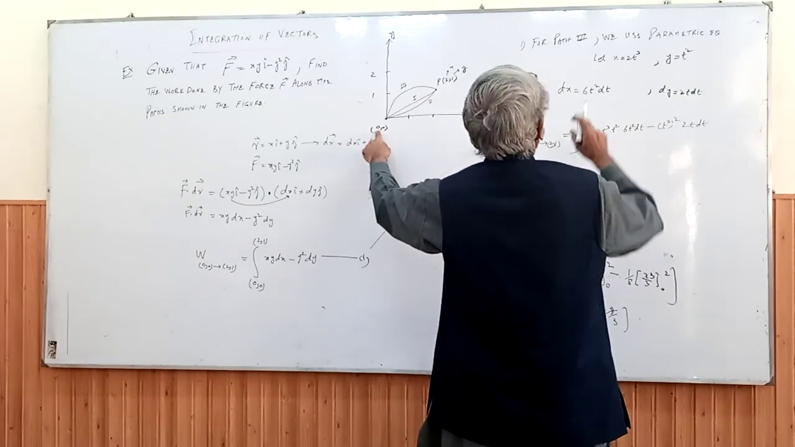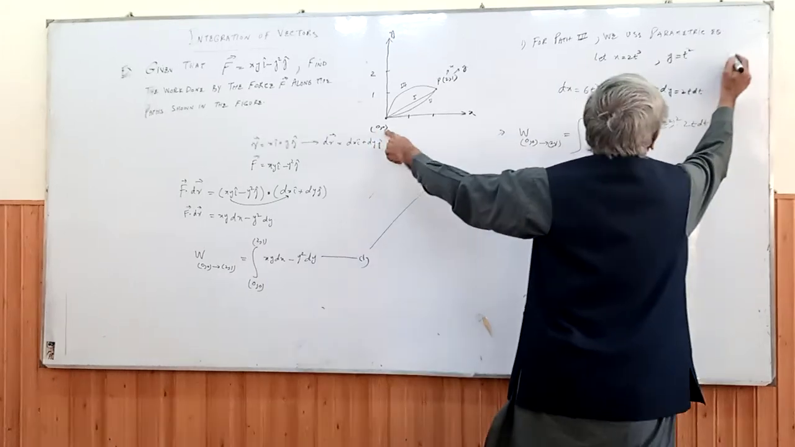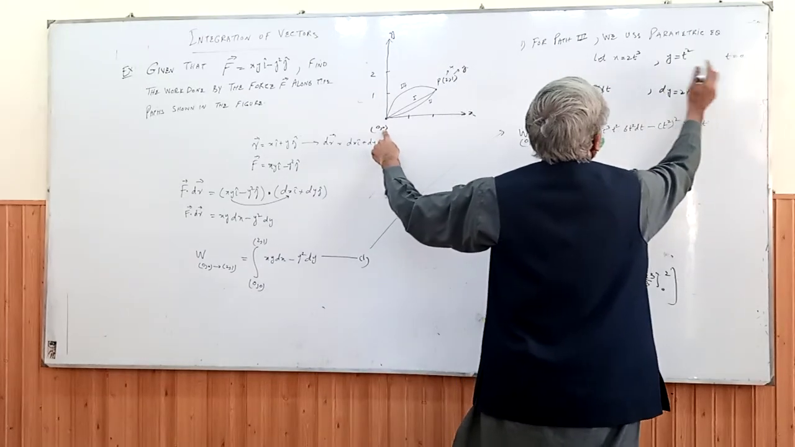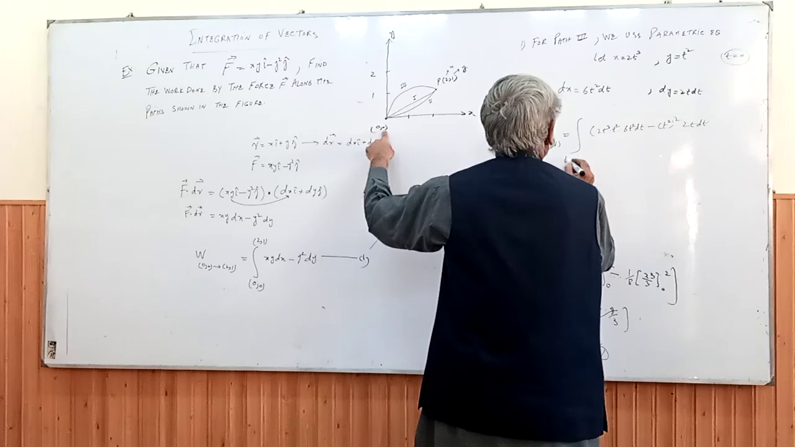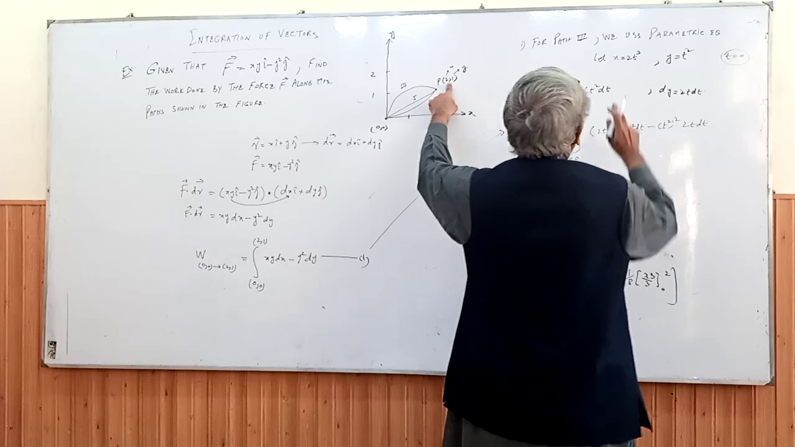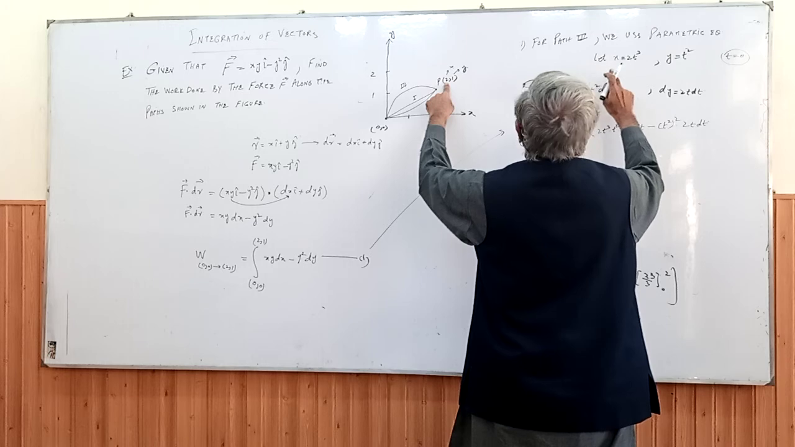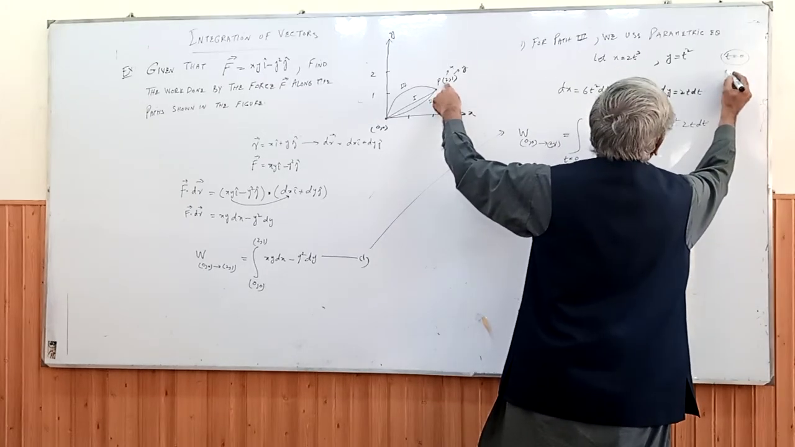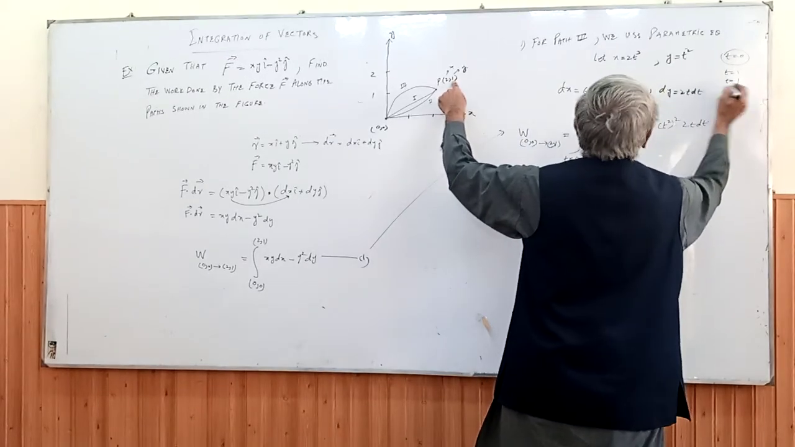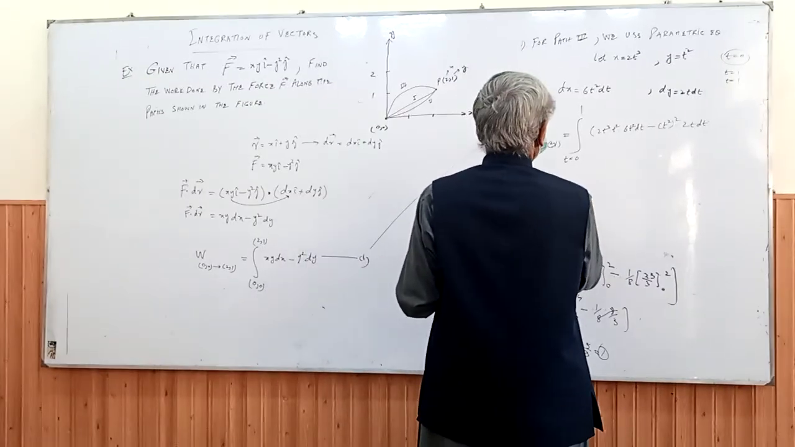Lower limit is x is equal to 0. What will be t? 0. When y is 0, t is 0. So the lower limit is t is equal to 0. For the upper limit, when x is 2, t is 1. And when y is 1, t is also 1. And therefore you get that. So your limit is that. So the remaining things are easy.